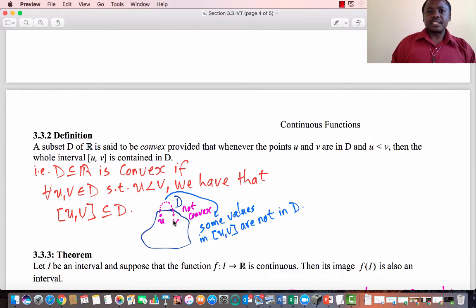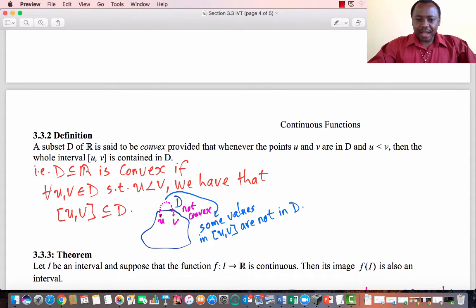Before we leave section 3.3, I want to introduce you to what is known as a convex set. Let D be a subset of the set of real numbers R. Then we say that D is convex if whenever U and V are elements in D where U is less than V, then the closed bounded interval UV is contained in D. So let's look at this picture right here. Let's say this is our set D. U and V are elements in the set D such that U is less than V.